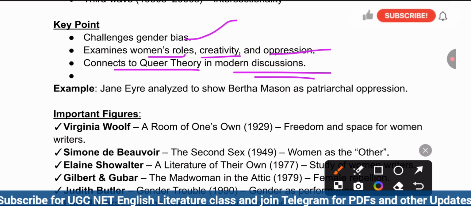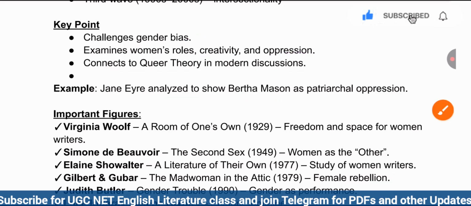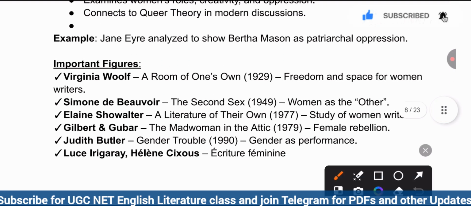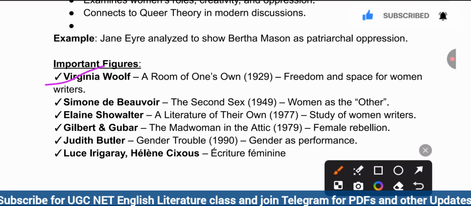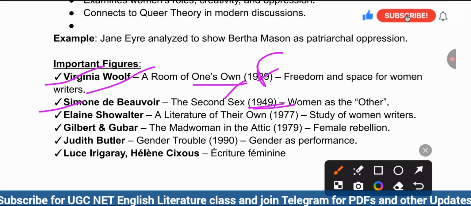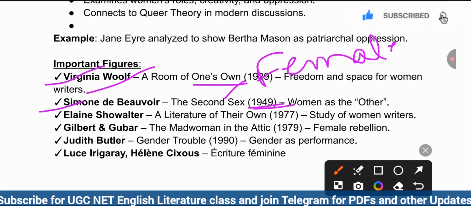Examples you can understand: Jane Eyre analyzed to show Bertha Mason as patriarchal oppression. Okay. And the important figures you must not forget, you can prepare. Virginia Woolf, A Room of One's Own, 1929 essay. In this, she talked about freedom and space for women writers. Simone de Beauvoir, The Second Sex, 1949. Second sex here, talking about the female. The first is male and the second is female. So women as the other. Very, very important, this concept.